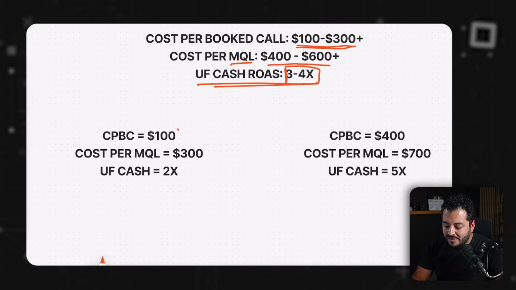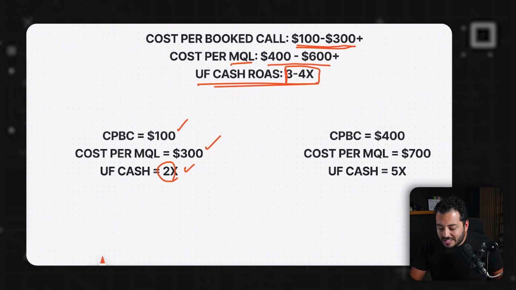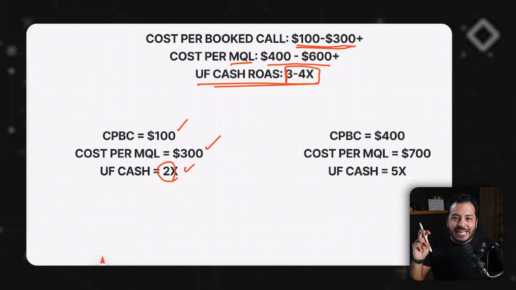On this side, we have a cost per booked call of $100, a cost per MQL of $300, and then upfront cash collected at 2x, right? At a high level, this could be good. I see a ton of people posting like, I'm getting $30 booked calls or $100 booked calls. But I'm like, well, dude, what's the upfront cash? No one's talking about upfront cash percentage on the front end because 2x, I mean, that's good, right? You're putting $1 in, but then you're getting a dollar back, right? You're operating a legal money printer.